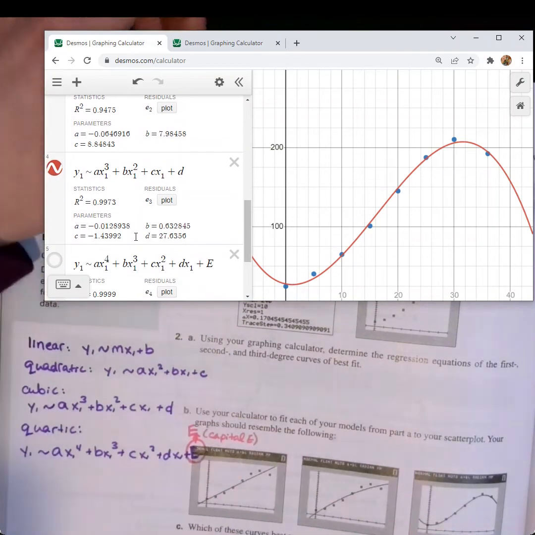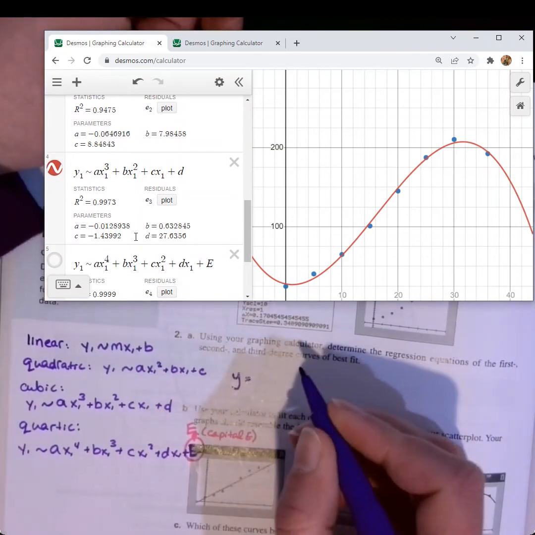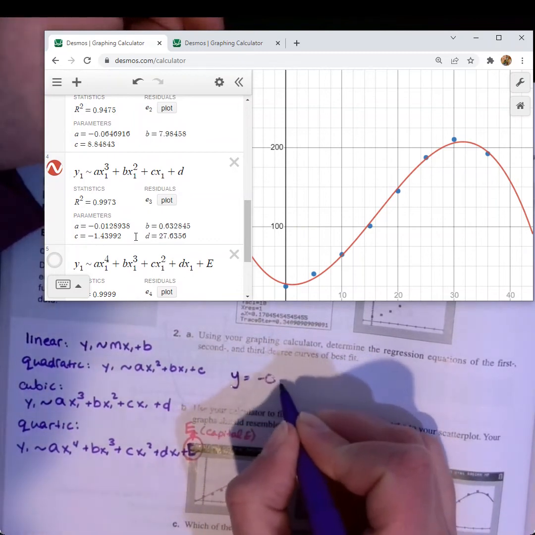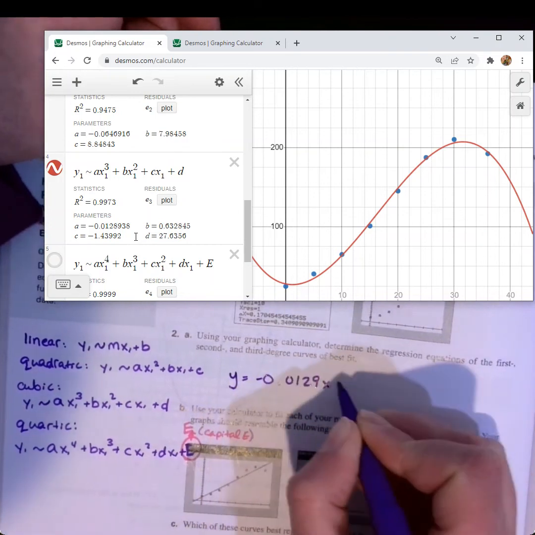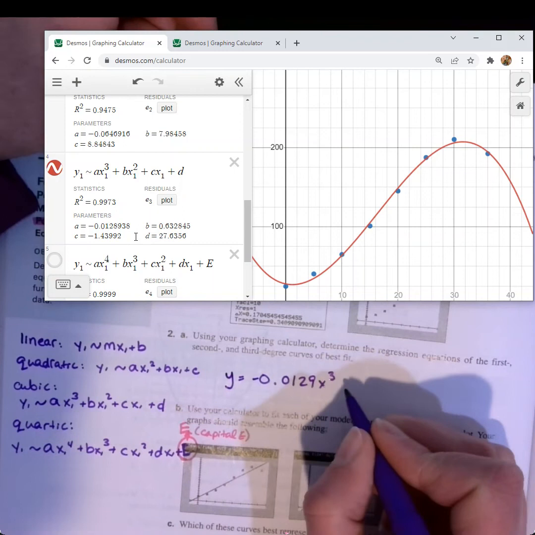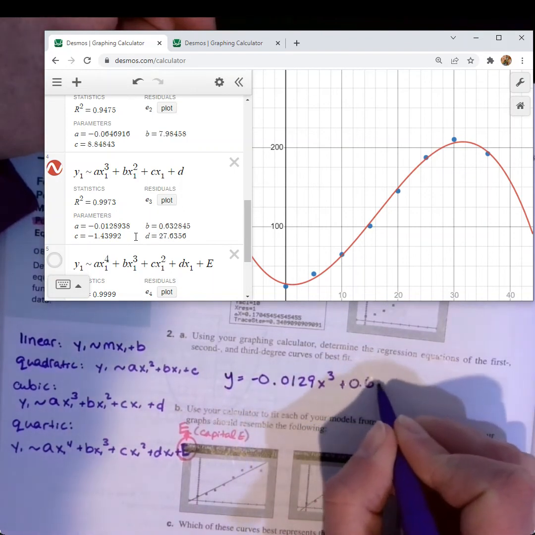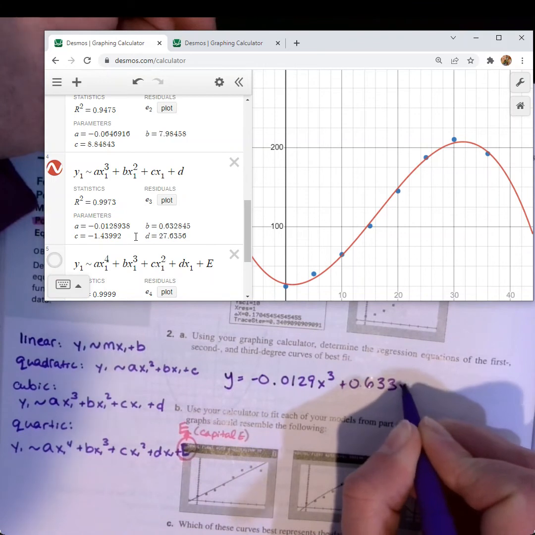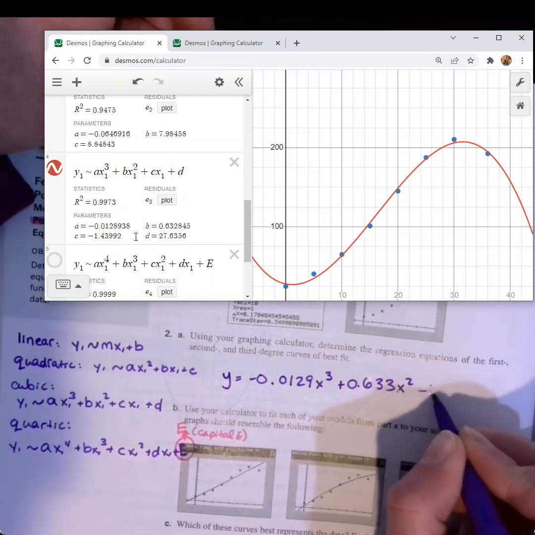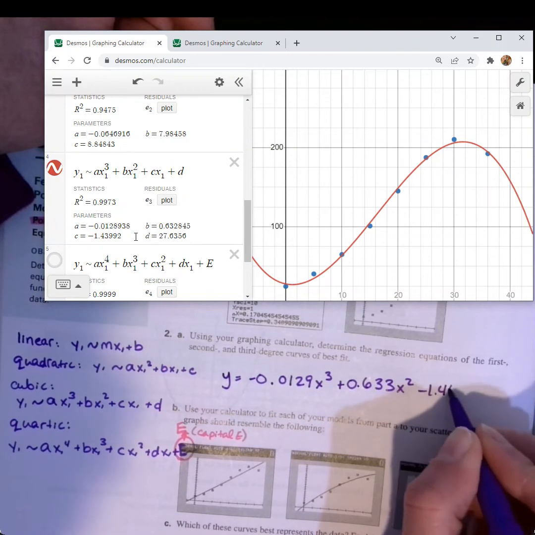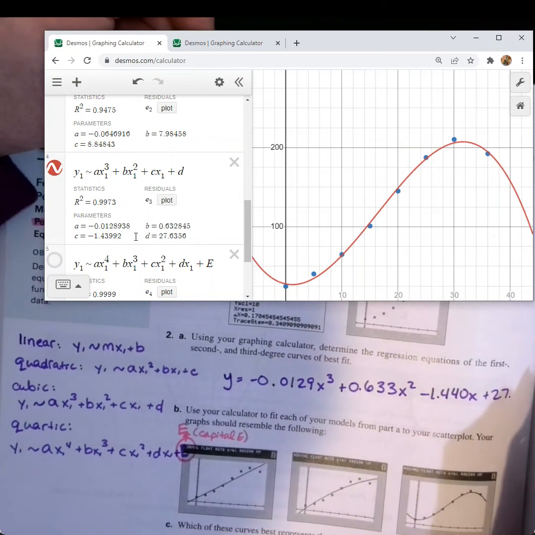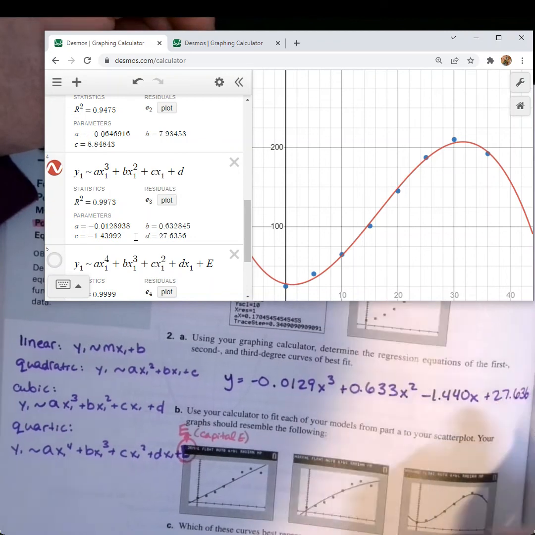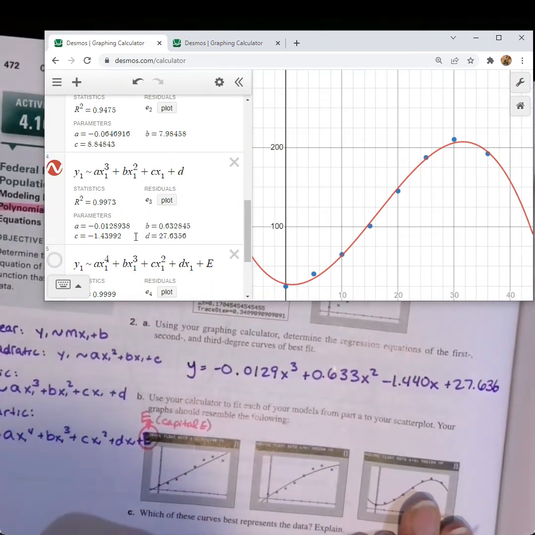But for the cubic, this one would be y equals negative 0.0129. I'm using 3 significant figures here. x to the third plus 0.633 x squared minus 1.440x and then plus 27.636 as our constant. That's our cubic model.